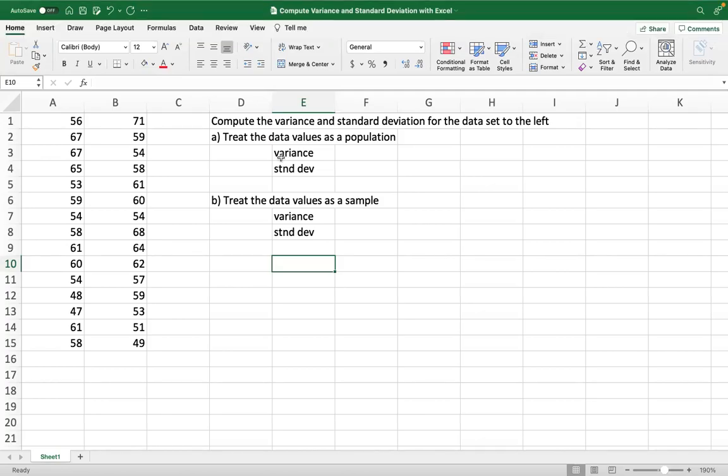Let's compute the variance and standard deviation for the data set to the left. Now you're going to notice we have two columns, A and B, both have 15 numbers. So we're going to be working with 30 total numbers here.